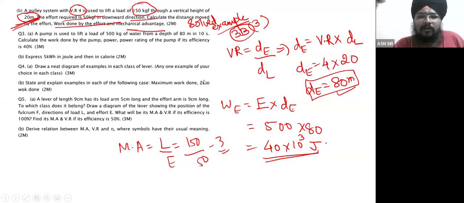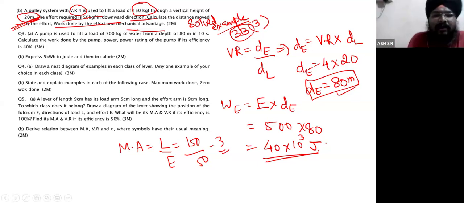So next one, question 3A. A pump is used to lift a load of 500 kg of water from a depth of 80 meters in 10 seconds. Calculate the work done by the pump and the power rating of the pump if its efficiency is given to us as 40%. Okay, so I'll take the next slide here.